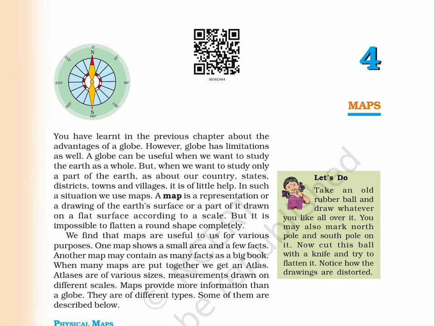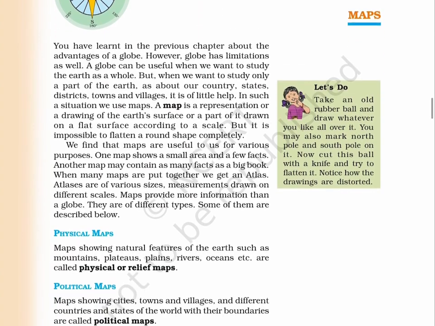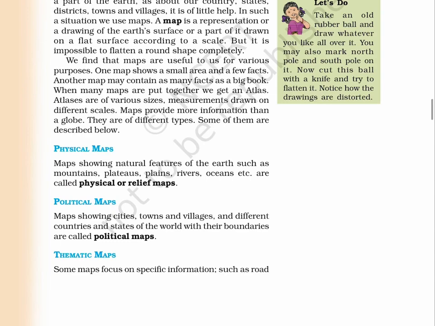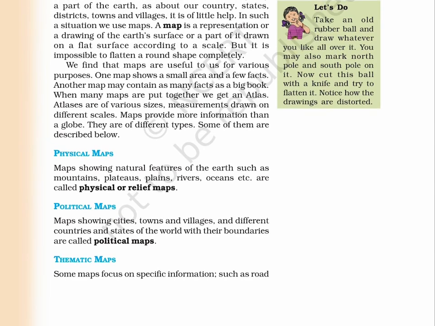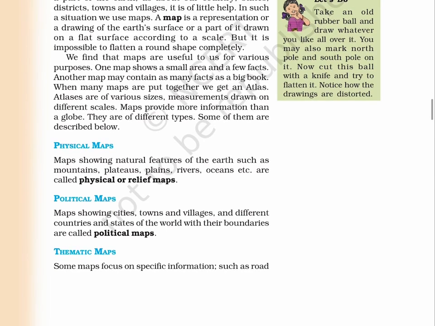A map is a representation or drawing of the Earth's surface or a part of it drawn on a flat surface according to a scale. But it is impossible to flatten a round shape completely. We find that maps are useful to us for various purposes. One map shows a small area and a few facts. Another map may contain as many facts as a big book.